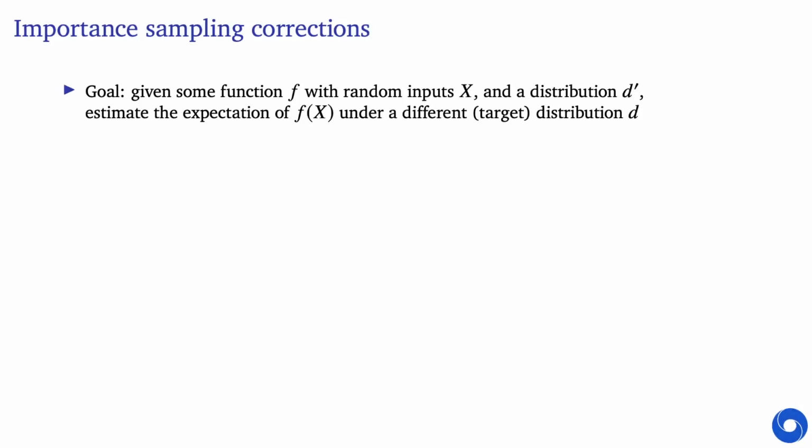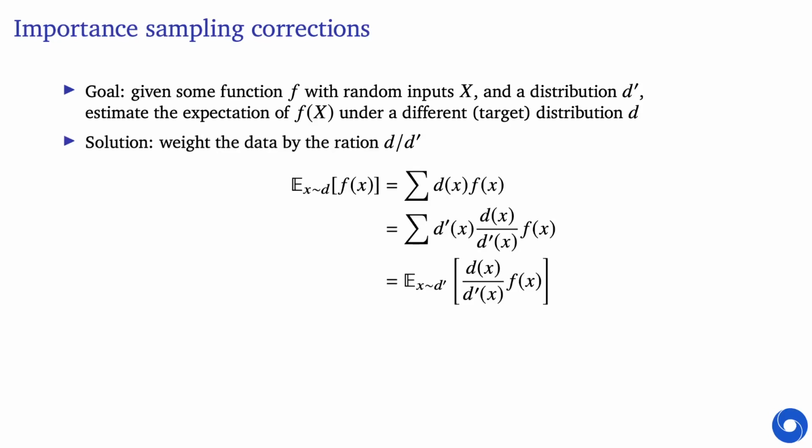So we're first going to say this a little bit more in general. Given some function f with random inputs x and some distribution d prime, we want to estimate the expectation of f of x under a different distribution. And the solution to this is to reweight the function. The idea here is that this function is going to shortly be the update to our weights. So we have some sort of an update to our weights under some distribution, and we want to reweight this as if we're doing the update under a different distribution.